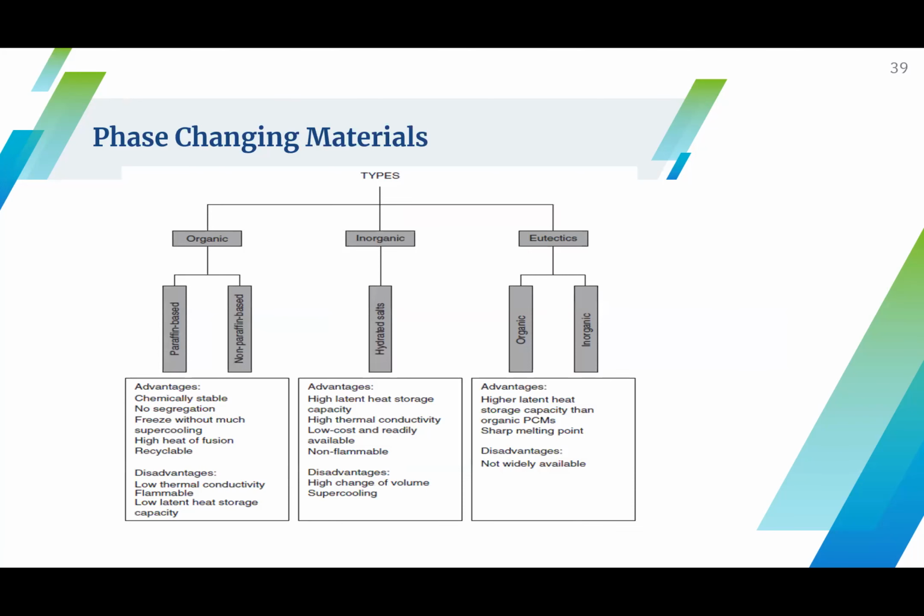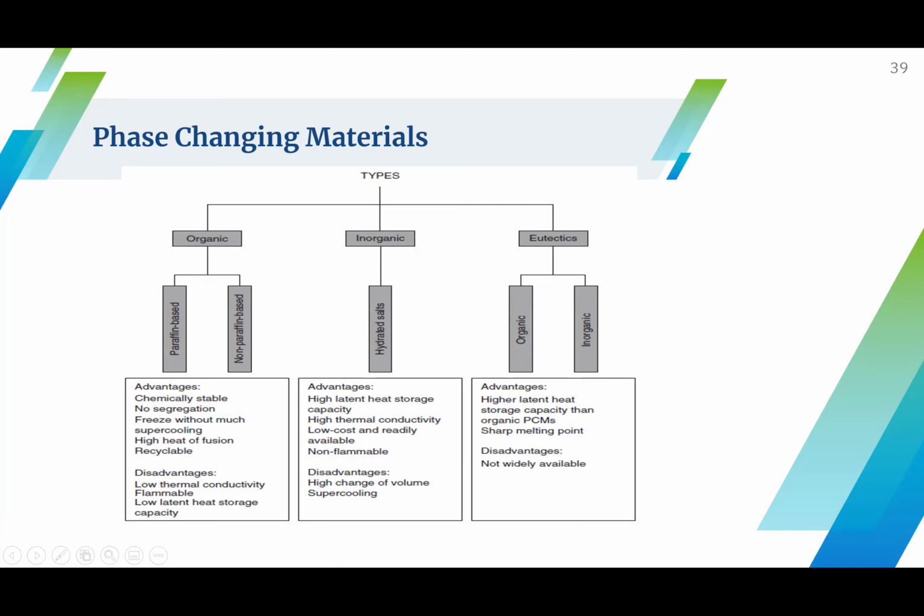Now, phase-changing materials. There are three types of phase-changing materials. There are organic, inorganic, and eutectics. Organic can either be paraffin-based or non-paraffin-based. Their advantage is that they're chemically stable, they don't have segregation, they freeze without much supercooling, they have a high heat of fusion, and they're recyclable. The disadvantages, however, are that they have low thermal conductivity, they're flammable, and they have low latent heat storage capacity.